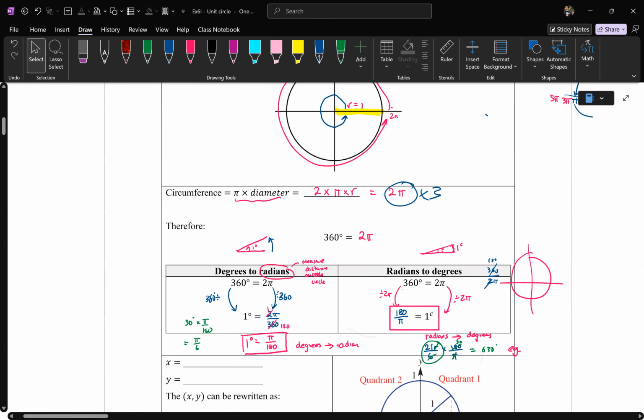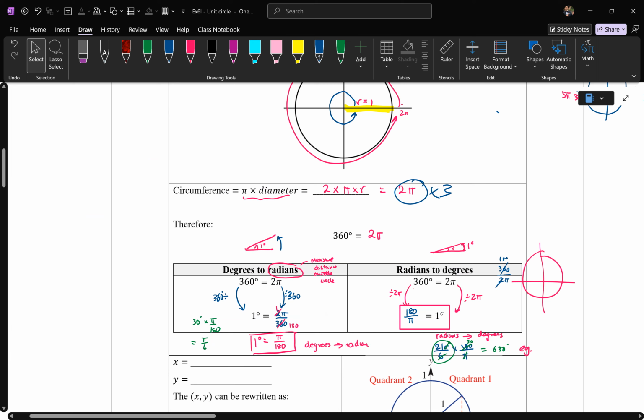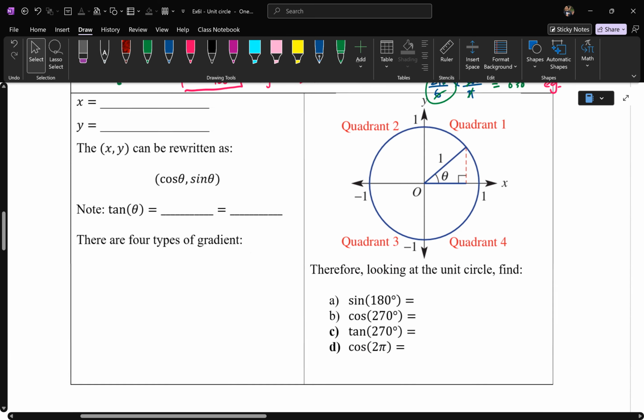Now that you can see the relationship between degrees and radians, we now move into how SOHCAHTOA comes about.